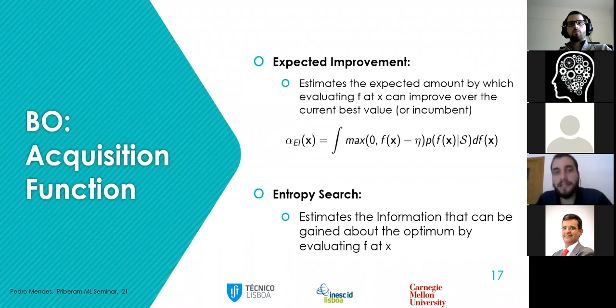However, these two acquisition functions use the knowledge and the uncertainty, but they use them in different ways.